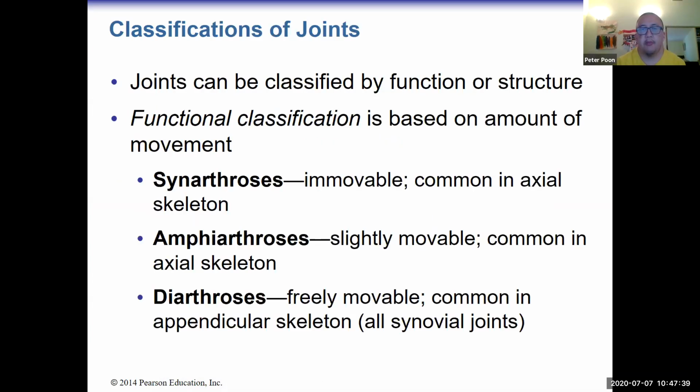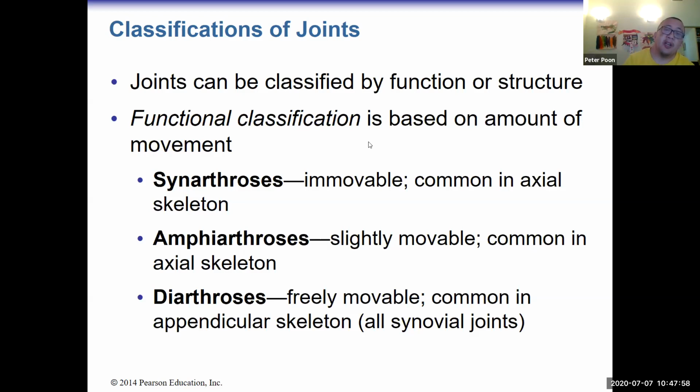Classification of joints. I'm sure you guys know what a joint is. A joint can be classified two different ways. One is based on the amount of movement actually available, and two, the structure, what it actually looks like.